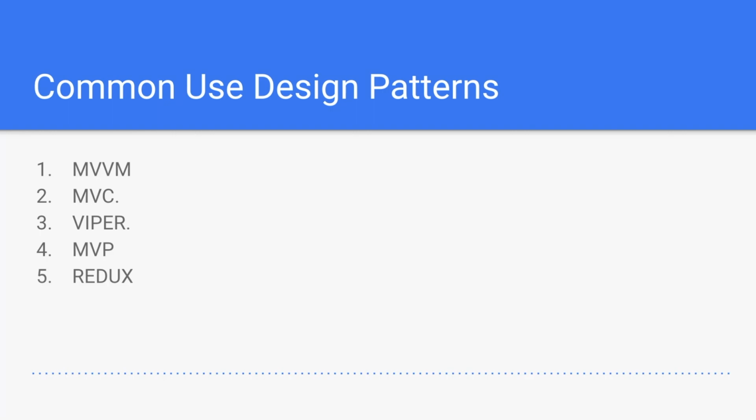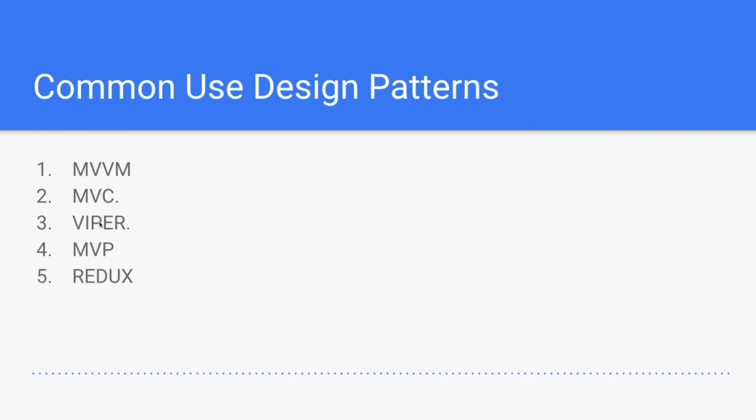Now the commonly used design patterns right now are MVVM, MVC, VIPER, MVP and Redux. Out of these five, MVVM is among the most popular. If you talk to someone, out of 10 projects maybe 7 to 8 will be on MVVM. The reason for MVVM being more popular is its simplicity, the way it can be implemented, and it solves all the common problems we had with MVC, like testability, reusability, modularity, scalability. All these problems can be easily tackled by MVVM.